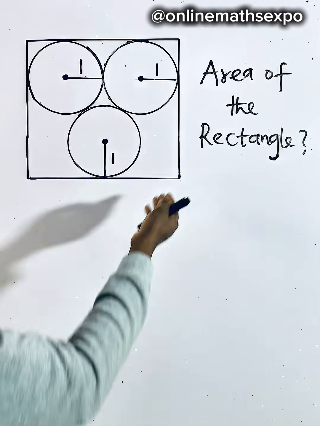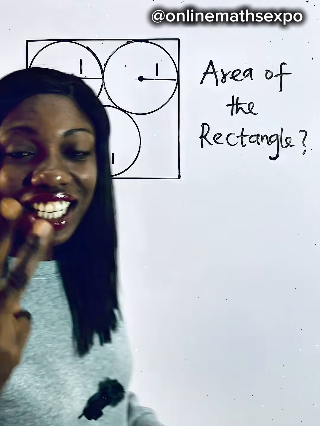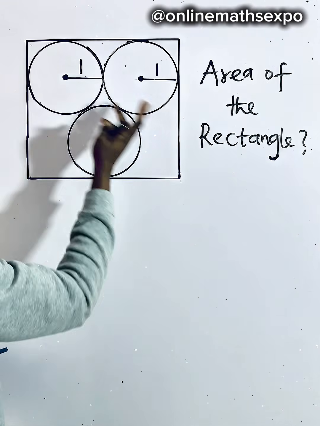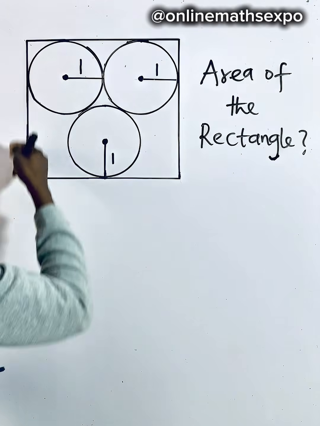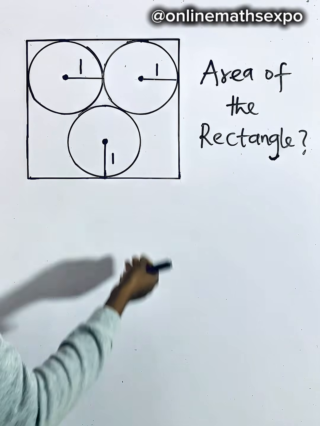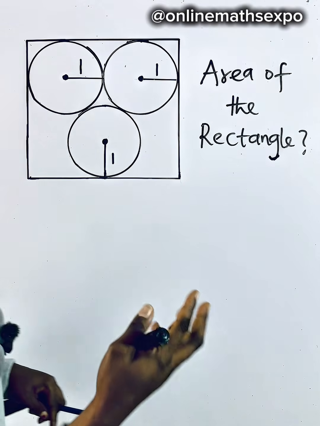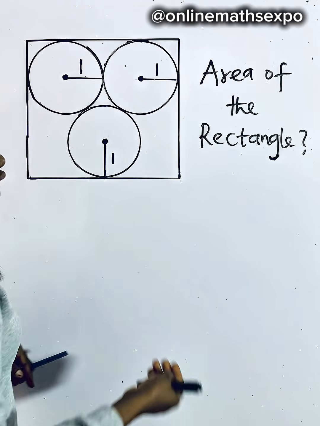We are given a rectangle. This is a rectangle, and inscribed are three identical circles. These are the three circles such that they are touching each other and as well touching the sides of the rectangle. The circle measures the radius as 1 unit, and the question is asking us, what is the area of the rectangle?